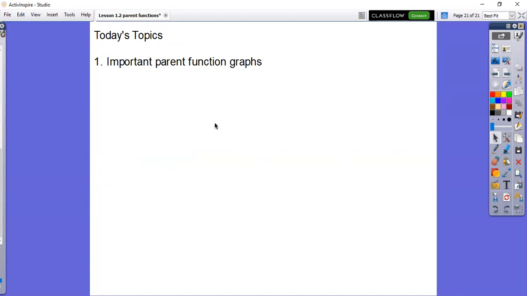So that's it for today's video. Today was just about some important parent function graphs. We are going to go through what we can do with these in class, but basically anytime that we need to graph something, we need to be able to identify which parent function it came from and that can tell us some characteristics of the graph.